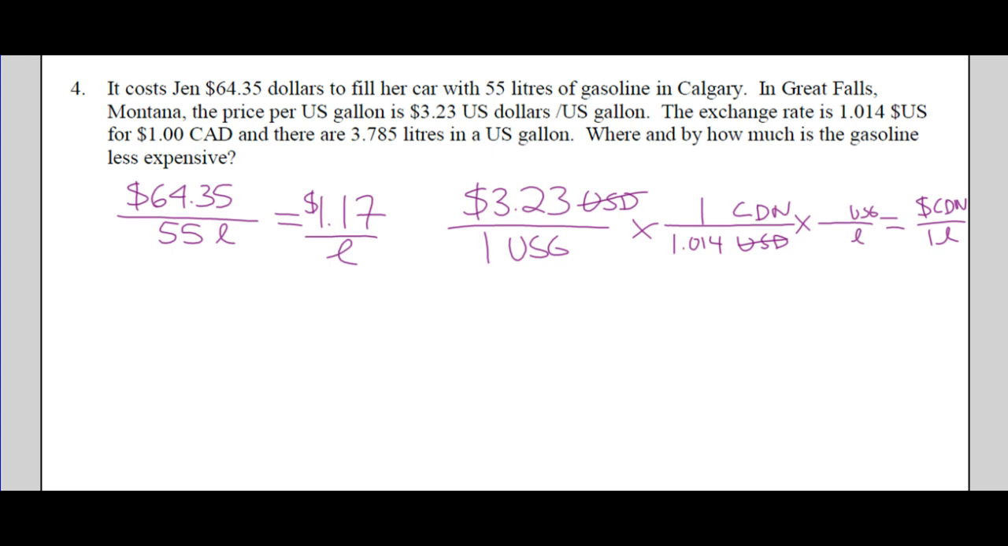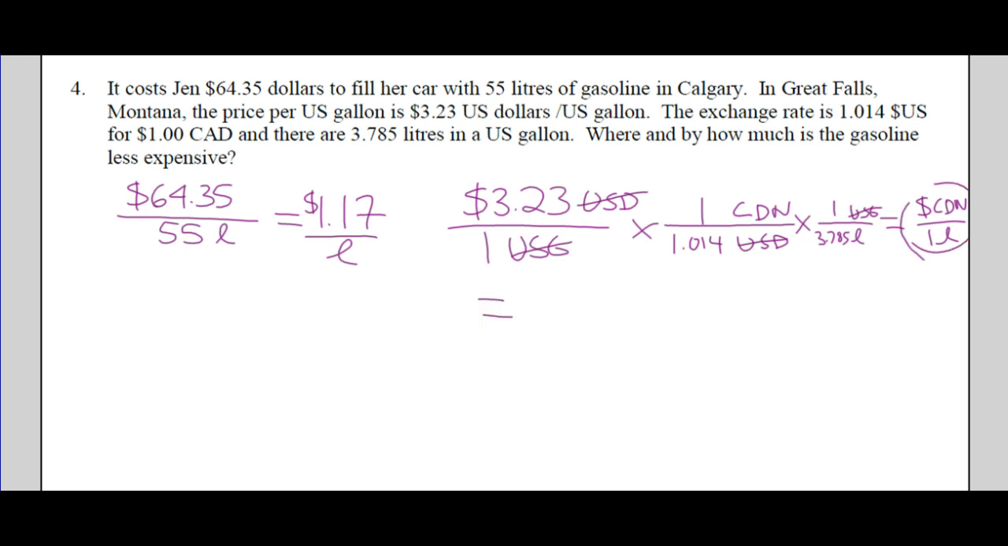So how many US gallons are there in 1 liter, or how does it work? So 1 US gallon is 3.785 liters. Probably want to get rid of US gallons on top? Yeah, so what I want to get rid of is US gallons. Okay, so what's left up top, right? I got Canadian dollars, and on the bottom I've got liters, right? So that's what I want, Canadian dollars per liter.